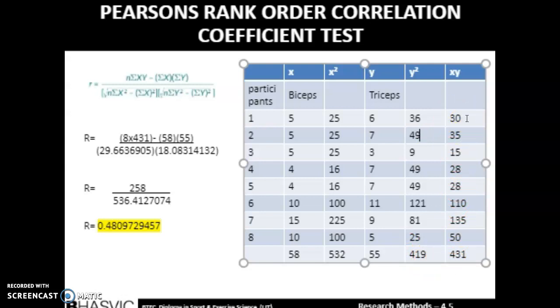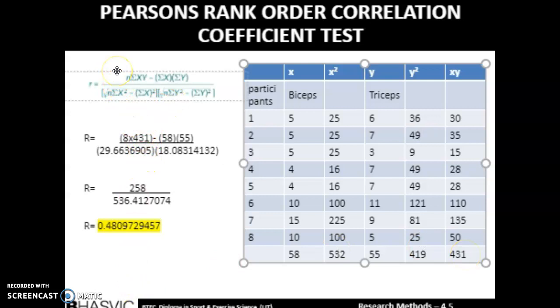So then we have x times y. So this is the x value times the y value in the same column. So participant 1 would be 5 times 6 equals 30. Participant 2 is 5 times 7 equals 35. This carries on all the way down. 5 times 3 is 15, 28, 28, 110, 135, 50, and total those up and you get 431.